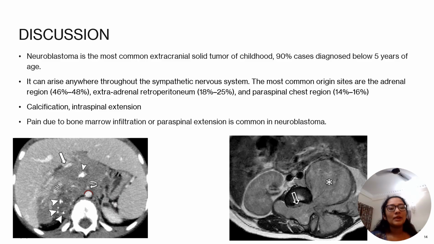Coming to the discussion, neuroblastoma is the most common extracranial solid tumor of childhood, and most of these cases are diagnosed below 5 years of age, similar to nephroblastoma. It can arise anywhere throughout the sympathetic nervous system. The most common site is the adrenal region. Next, we have extra-adrenal retroperitoneum, as seen in this case, and the paraspinal chest region as well. Calcifications and intraspinal extension are very common. Pain is frequently due to bone marrow infiltration by the lesion.